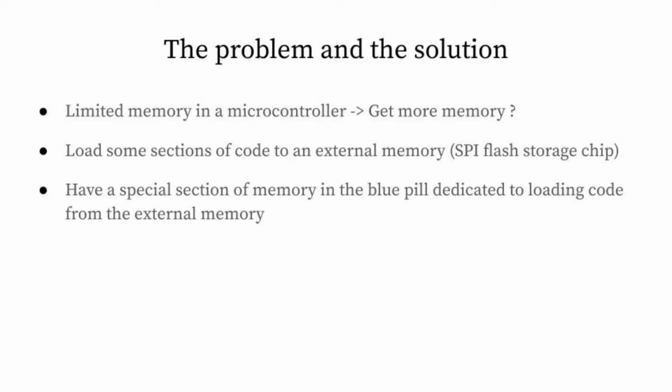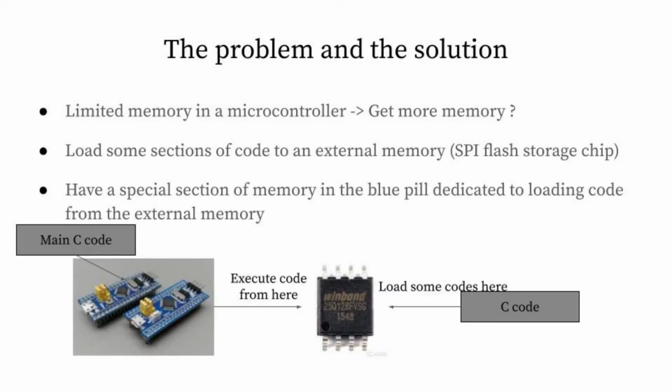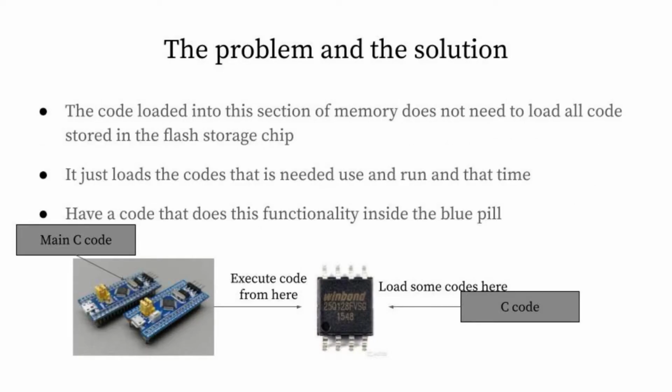Imagine a situation where there is not enough memory in a computer or microcontroller to load our program. So, we must find a way to get more memory. One way to do it is to load some sections of the code to an external memory, which is in this case an SPI flash storage chip. Then, have a special section of memory in the main computer itself, like the blue pill, dedicated to loading code from the external memory. This section of memory does not need to load all the code stored in a flash storage chip at one go. Rather, it just loads the codes that the computer needs to use and run at a point of time.